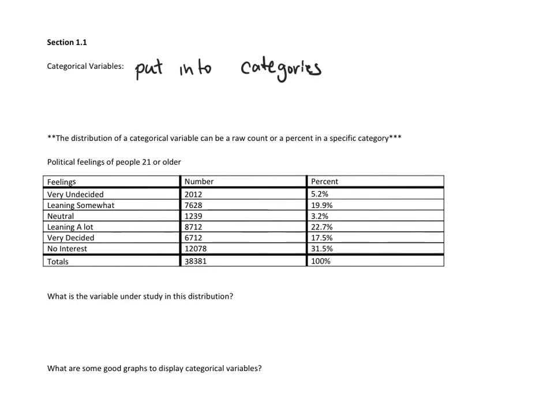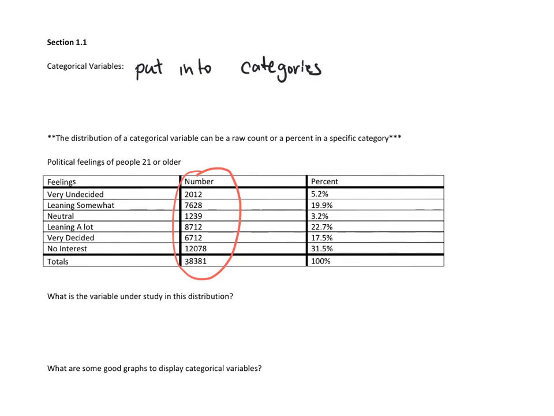So here is a distribution of a categorical variable. It is the political feelings of people that are 21 or older. I have this displayed two different ways. These are my different feelings, this is the variable I'm asking these people, and here is the raw number of the people that felt that way. So there were 2,012 people who felt very undecided about politics, and there were a total of 38,381 in the sample.